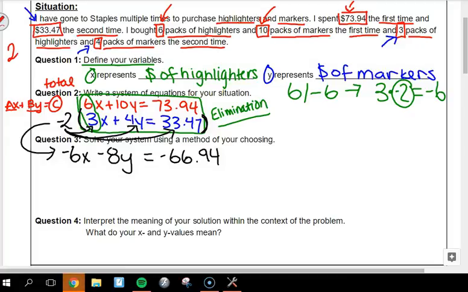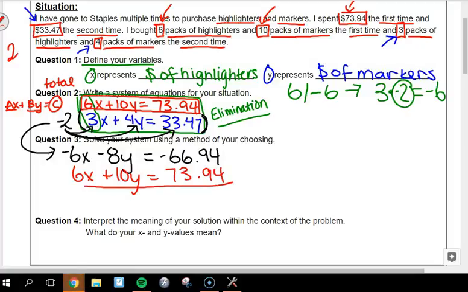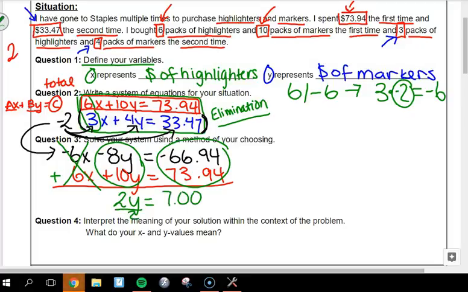Now we recopy the first equation, the one we didn't change. So 6x plus 10y equals 73.94. Add them up. What cancels out? The x's cancel out because now they're opposites. -8y plus 10y is 2y equals -66.94 plus 73.94 is $7. Divide both sides by 2 to get y by itself. We get y equals $3.50.